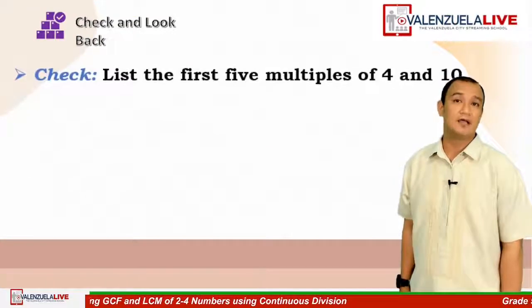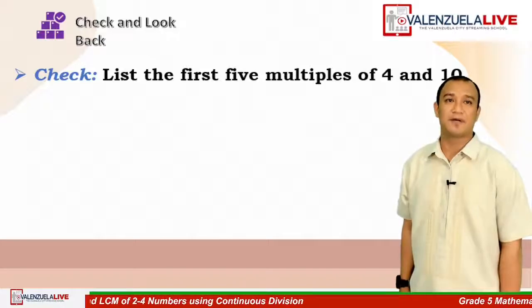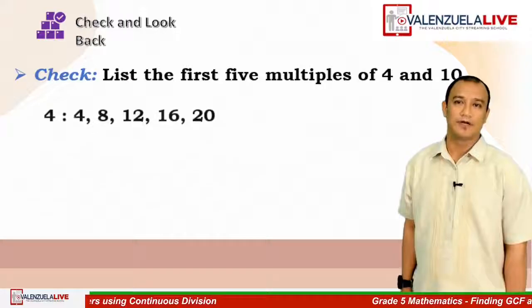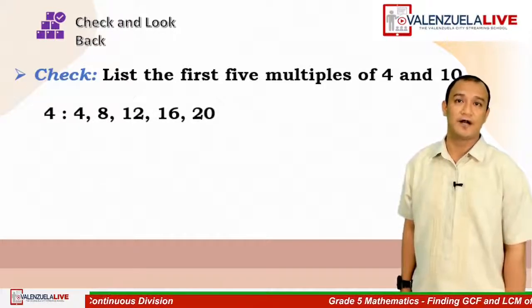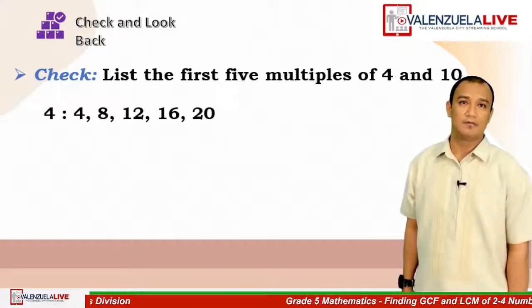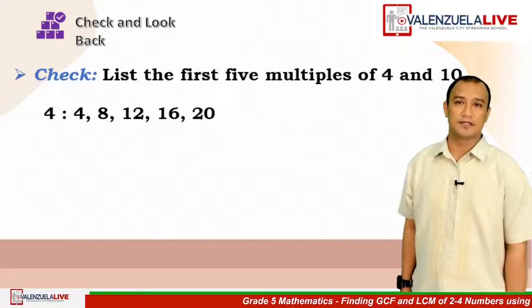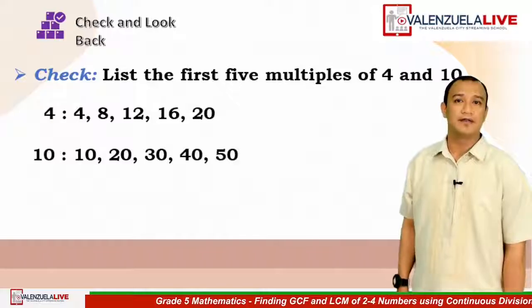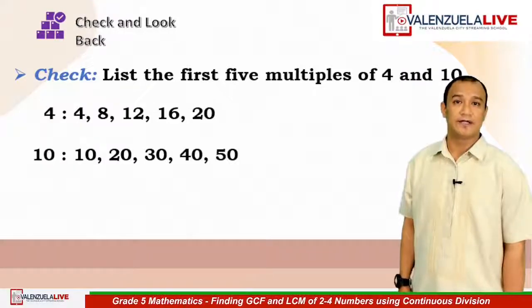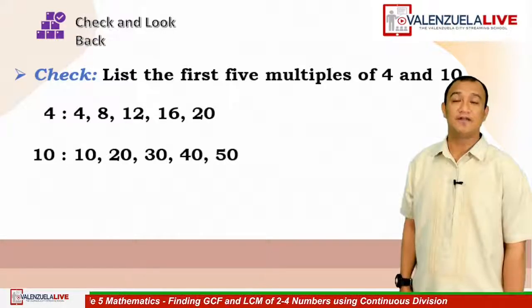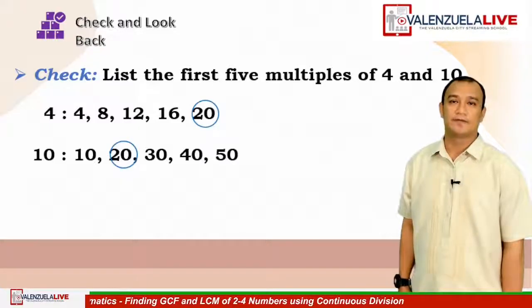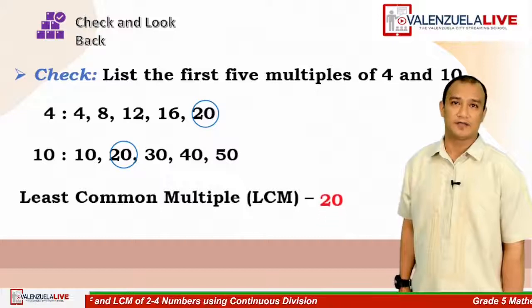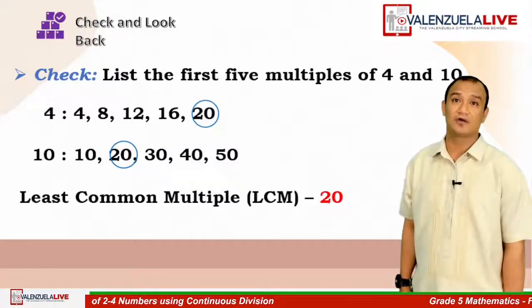For our checking, let us list the first 5 multiples of 4 and 10. For the multiples of 4, we have 4, 8, 12, 16, and 20. And for the multiples of 10, we have 10, 20, 30, 40, and 50. And for the least common multiple, we have 20. So our answer is correct.